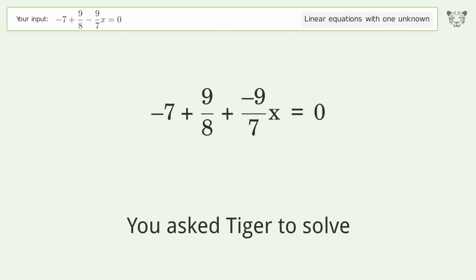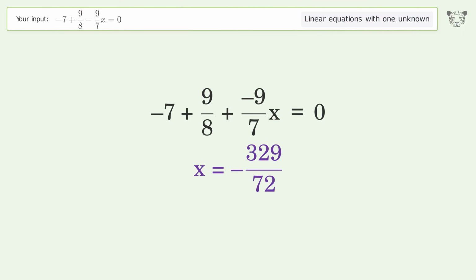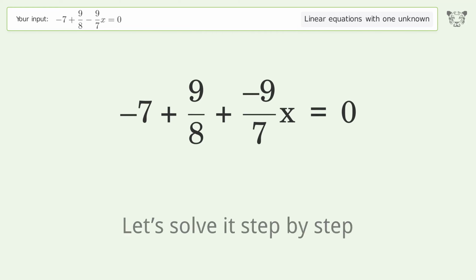You ask Tiger to solve this. It deals with linear equations with one unknown. The final result is x equals negative 329/72. Let's solve it step by step.